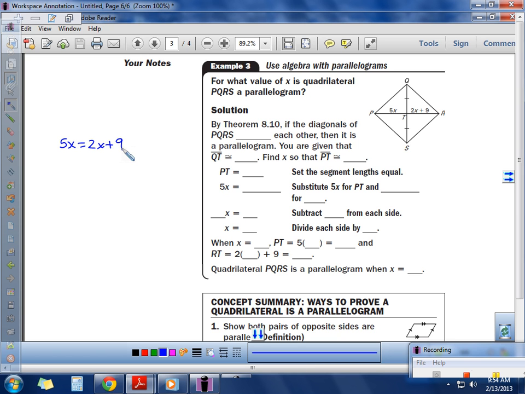Quick solving. This will take probably 2 steps, 3 steps. What do we do first? Yeah, subtract 2x. Get the x's together first. That's a good plan. 5x minus 2x is 3x. Divide by 3. X is 3. Find the value of x that makes it a parallelogram. The value that we need is 3.